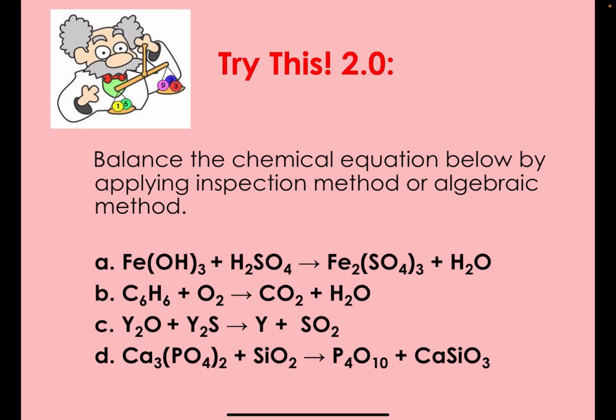So that's all for this video, for this part. In the next part, we are going to continue with the redox reaction.